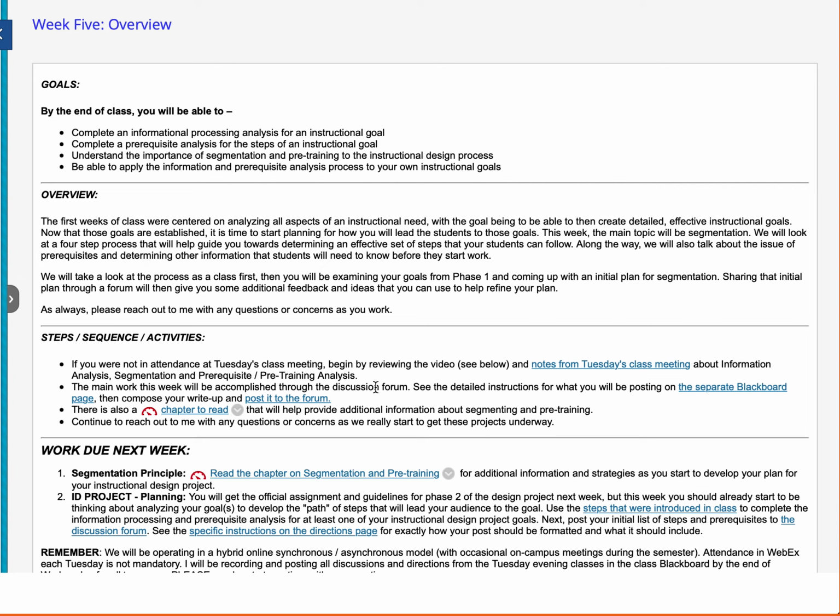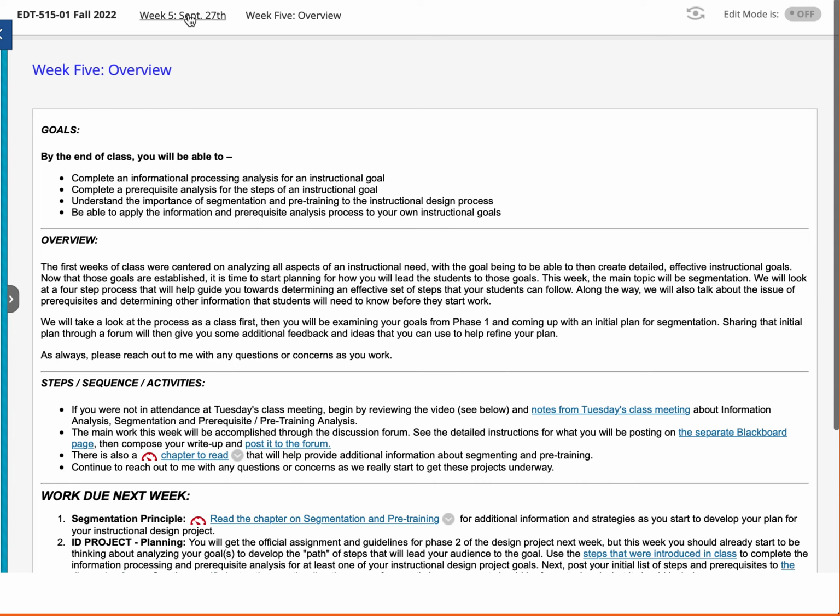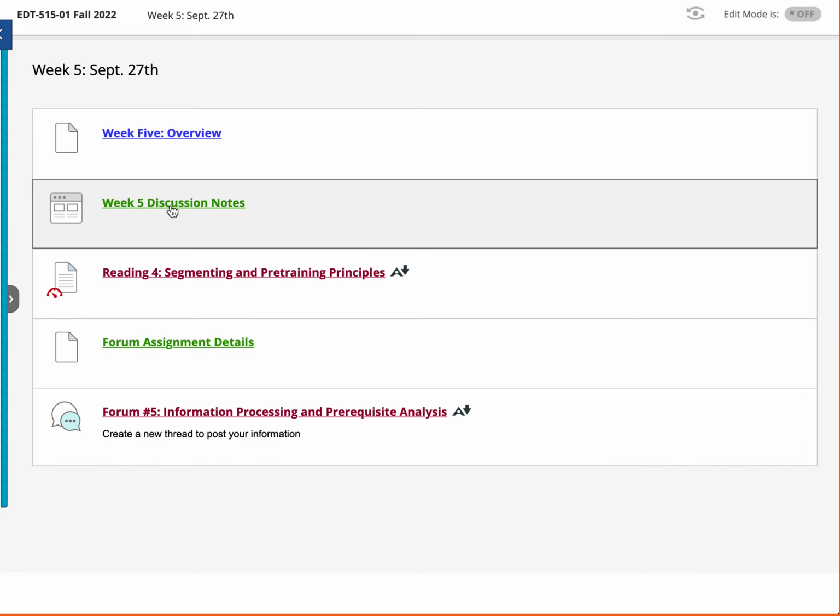So those two things are really it in terms of work this week: a reading and then developing your segmented plan for one of your instructional goals. If you only have one in your plan, then that's obviously the one you're going to use. If you have multiple instructional goals you're aiming for, you'll just pick one of them for this week just to get started. And then once you have a sense of how it works, you'll be able to apply that to the others. So let's jump over to here.